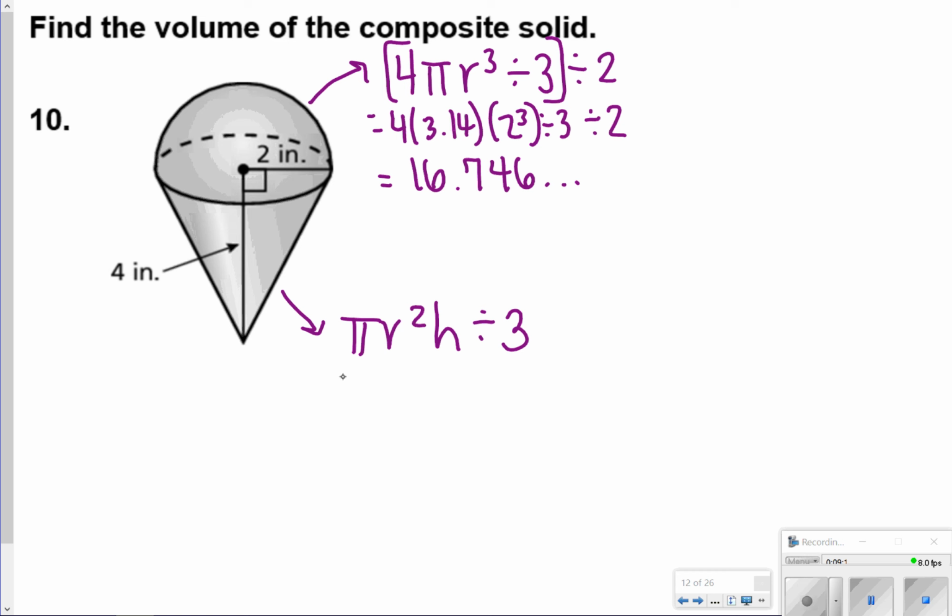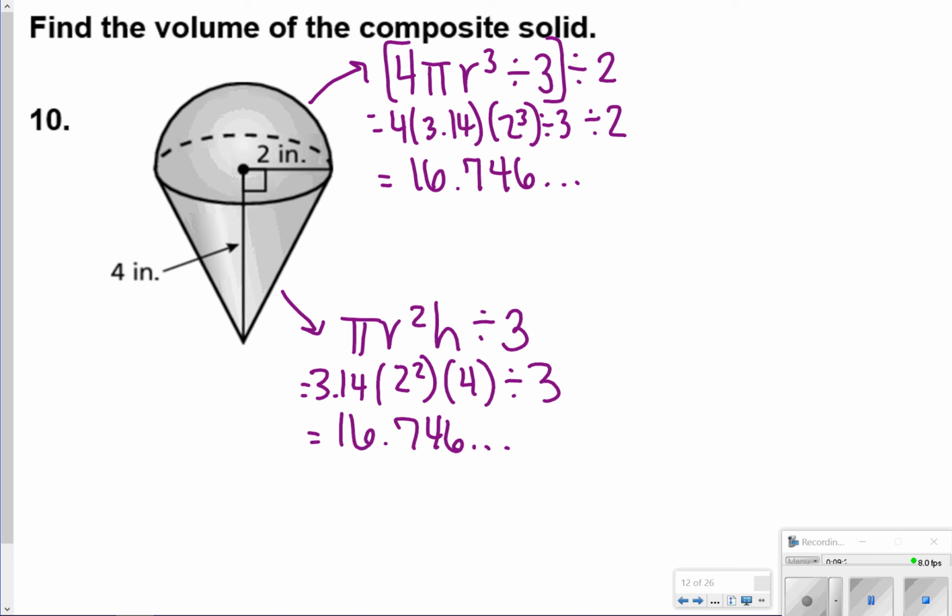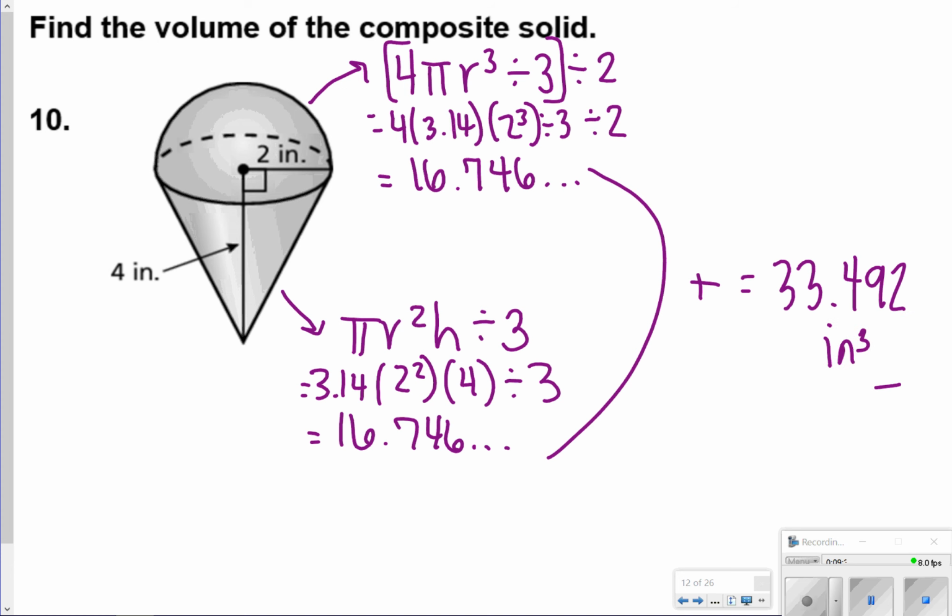For the cone, we are just going to plug in pi and 2 squared, which is my radius, and height, which is 4, and divide it all by 3. That's going to give us about, again, the same number, 16.746. And when we add those together, we're going to get 33.492 inches cubed. And it doesn't actually say to round this one, so you can just leave that one like that. If you did round it, 33.5 would be fine as well.